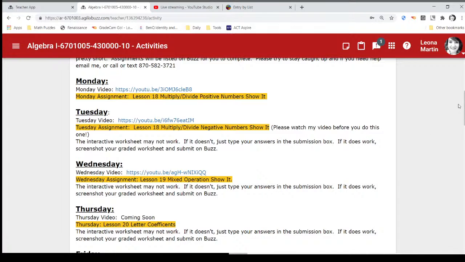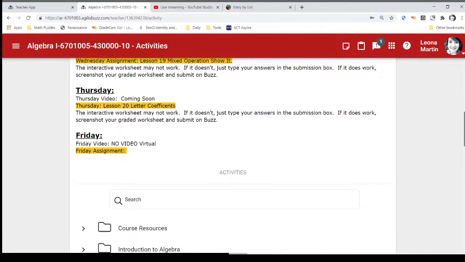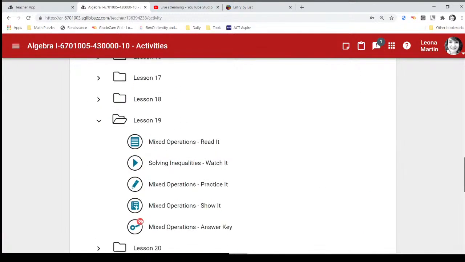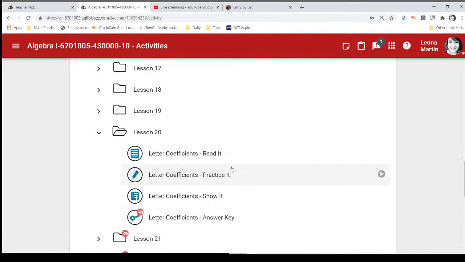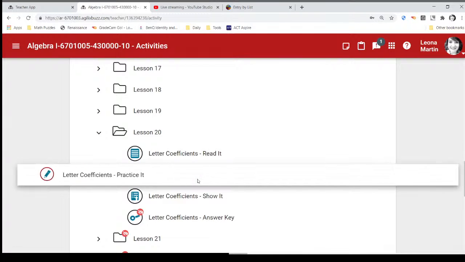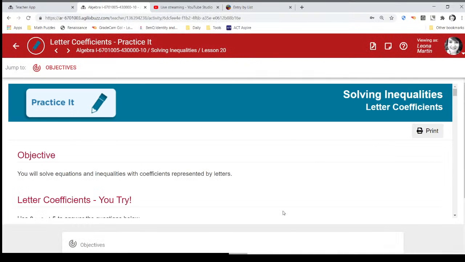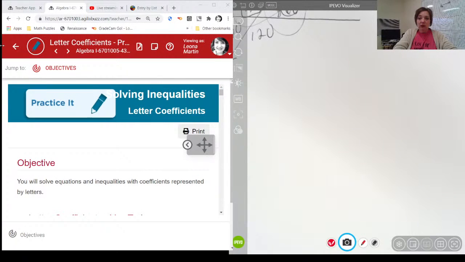Okay, so we're looking at lesson 20. So let's close up lesson 19 and open up lesson 20. The reading is available for you if you want to try to read it, if you need extra help. But we're going to look at the practice together. And then I've got to get my split screens going. Okay, and make sure I'm recording the right thing, and I am. All right.